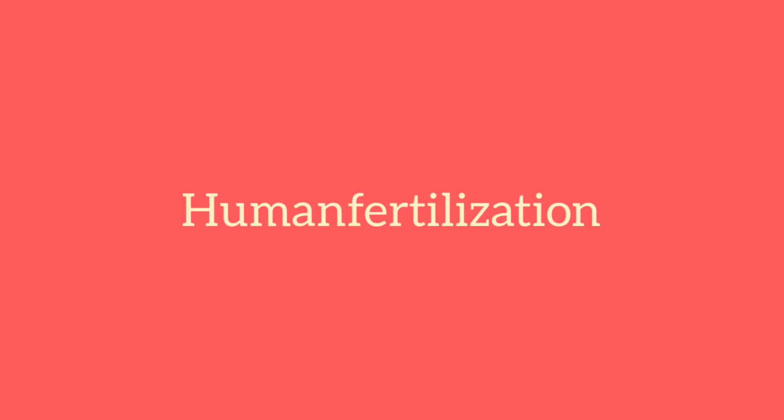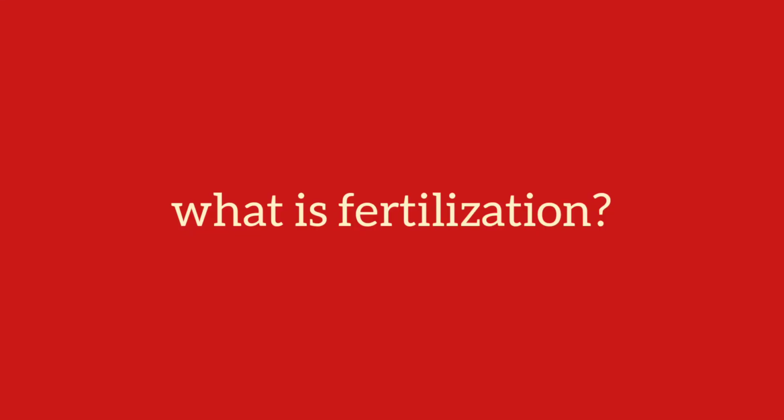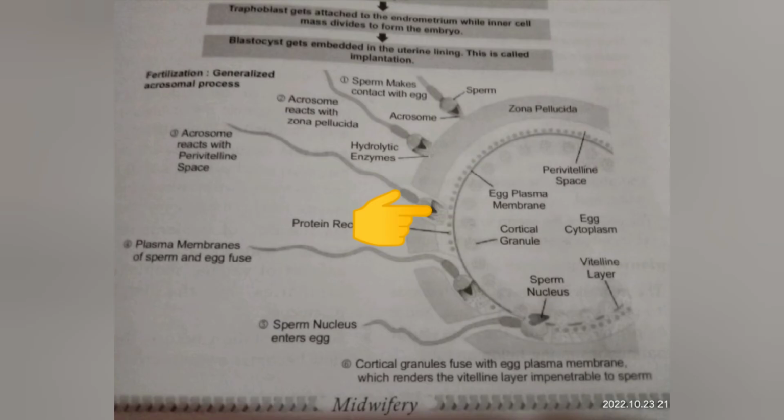Now let us see about human fertilization. Actually, everybody knows about fertilization. Now we'll see what fertilization is. It is the process wherein the ovum and the spermatozoa unite at the ampullary portion of the fallopian tube, the usual site of fertilization. The mature ovum can be fertilized.